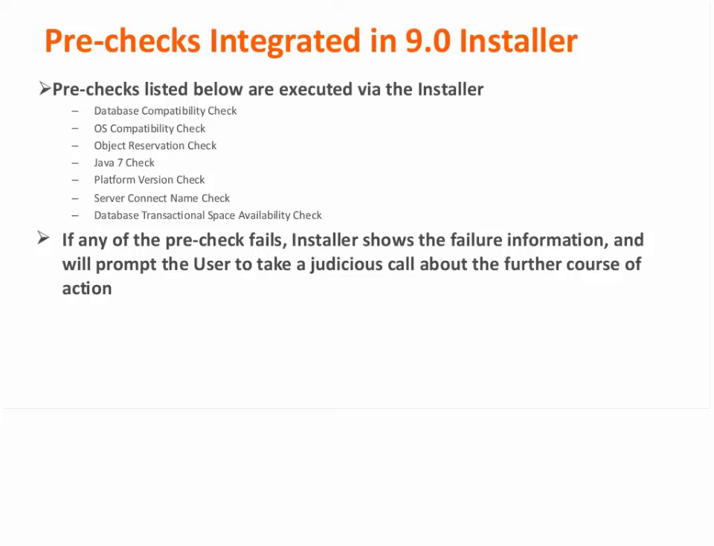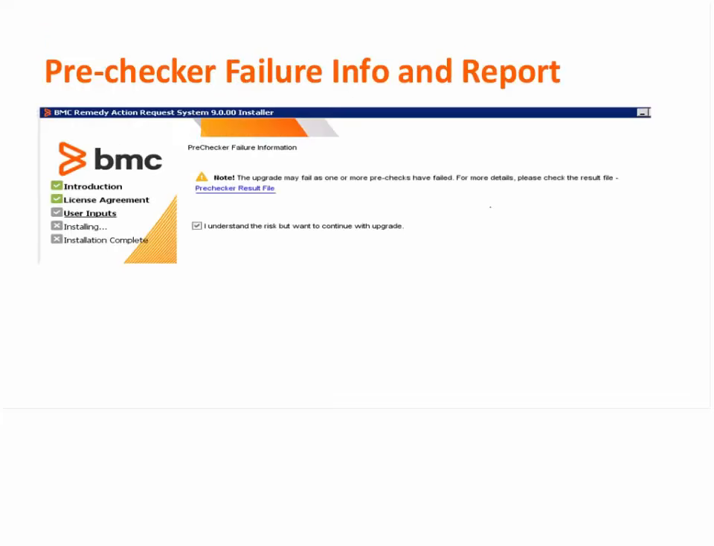Let's look at how it looks in the installer. On the installer screen, you will see the failure information, and when you click on that hyperlink, an HTML page will open, which will have more detail on what those failures are and how to correct them. Here you still have a choice to go ahead with the upgrade, but the recommendation is you fix the errors and warnings, and only then go ahead with the upgrade.